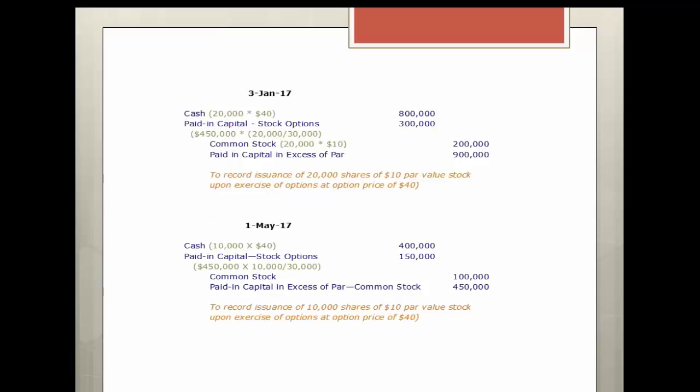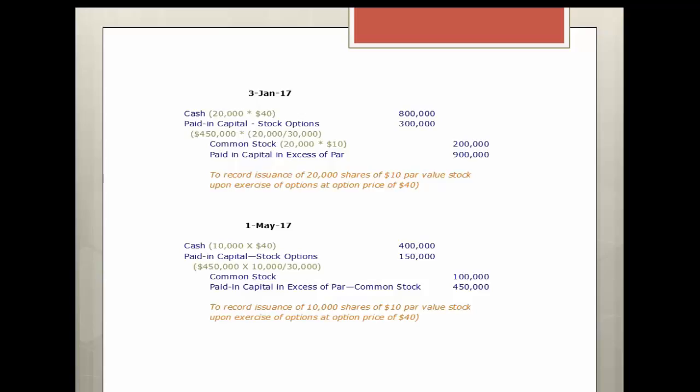20,000 of these options were exercised on January 3rd. What we have is cash at $40 per share. $40 per share times 20,000 is $800,000. The debit to the paid-in capital stock option is essentially the 20,000 stock option certificates that were exercised, and then on the credit side, common stock is par value, 20,000 shares times $10. Anything in excess is going to paid-in capital in excess of par.